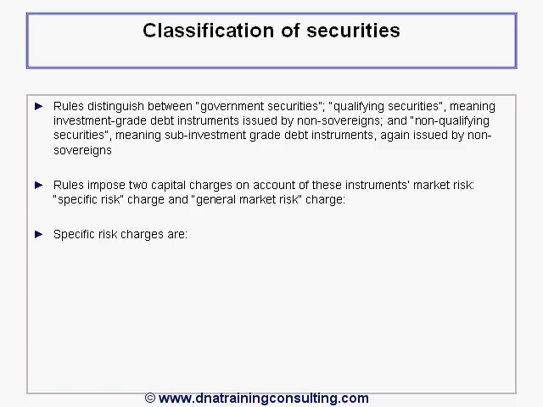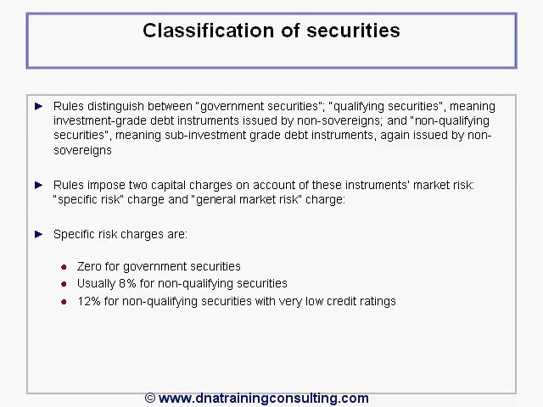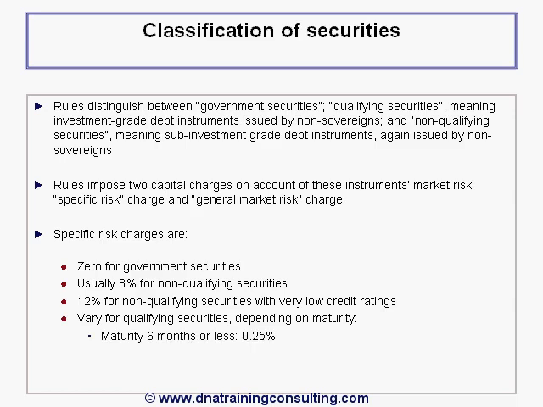Weights for this specific risk component, as mandated under the standardized model, range from a low of 0% for government securities to a high of 8% for most non-qualifying securities, and even 12% for non-qualifying securities having a very low credit rating. For qualifying corporate debt, weights are 0.25% for maturities of 6 months or less, 1% for maturities between 6 and 24 months, and finally 1.6% for maturities exceeding 24 months.